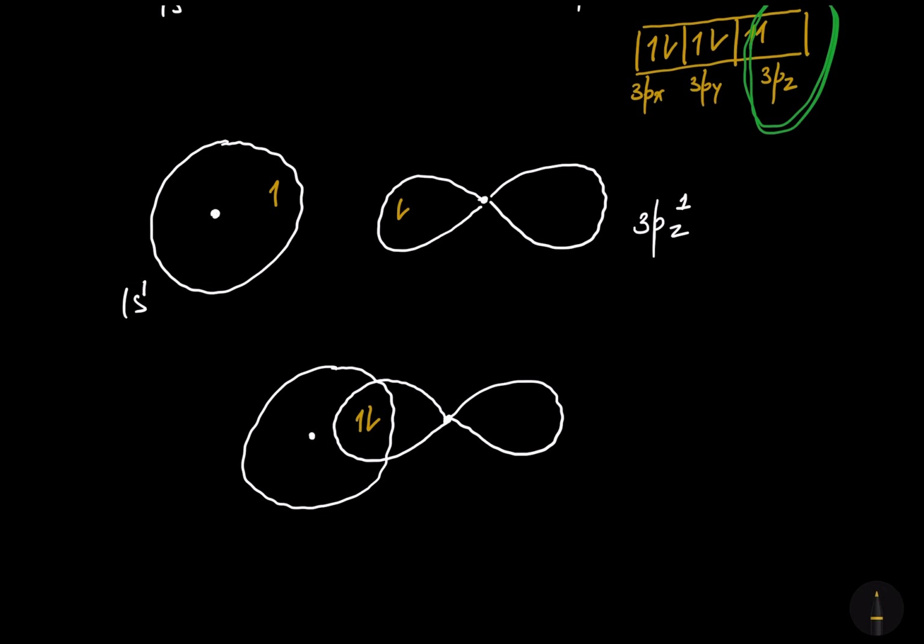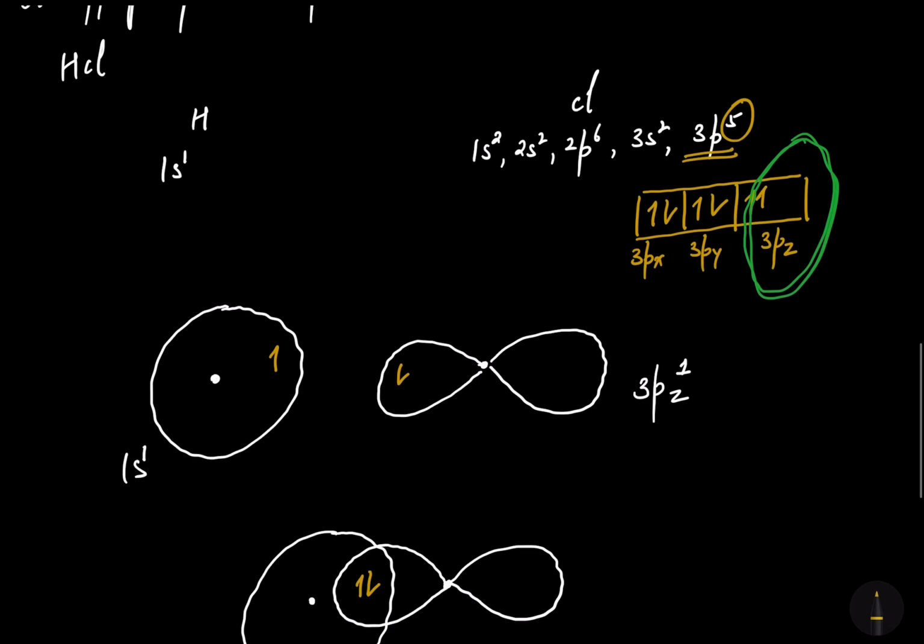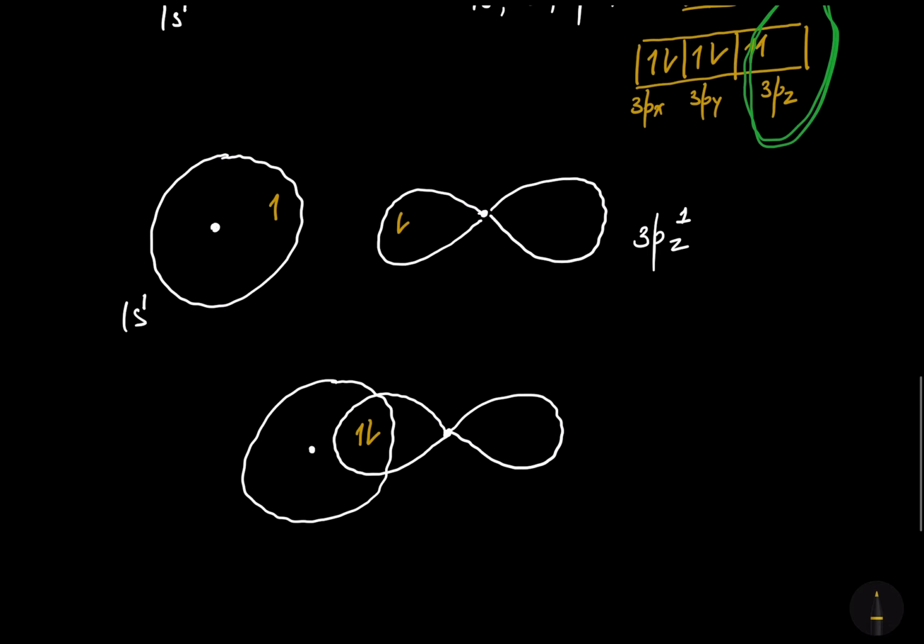So after the formation of the covalent bond, the 2 electrons with opposite spin, that is plus 1 by 2 and minus 1 by 2, are in the overlapped zone of the s orbital and the p orbital. So that's the example for overlapping of s and the p orbital.